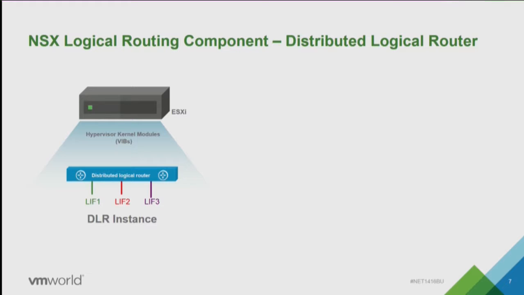And you have what we call different interfaces. We call them leafs. Leafs are basically your distributed logical router ports where you connect your logical switches, where your workloads, your VMs, are attached. Usually each leaf has an IP address, and that would be the default gateway for your VMs.